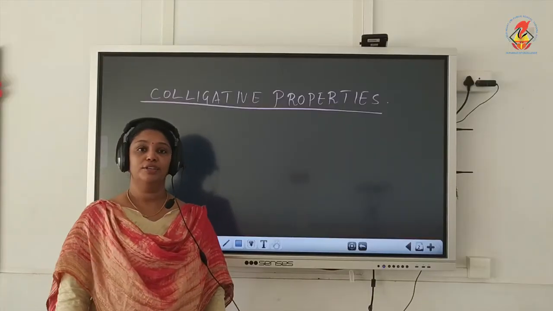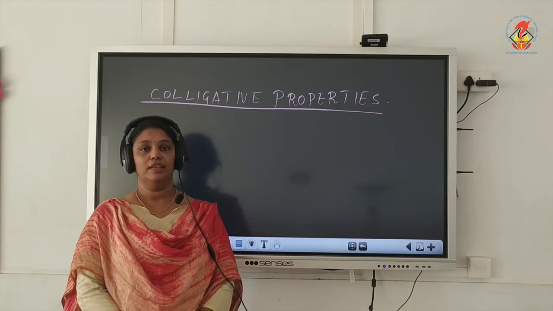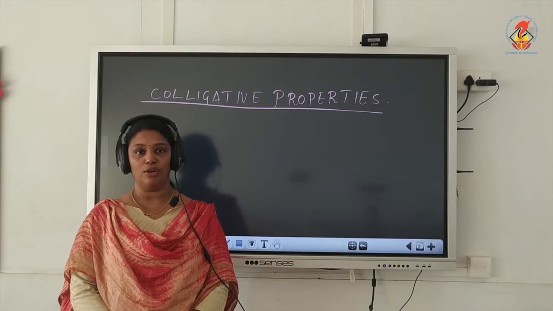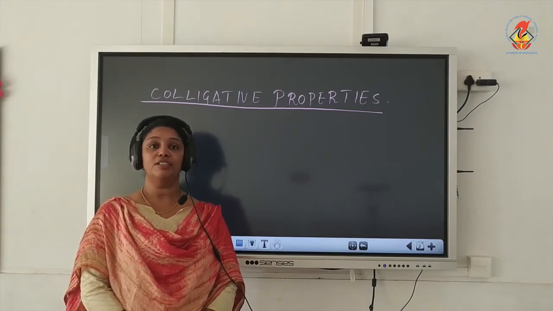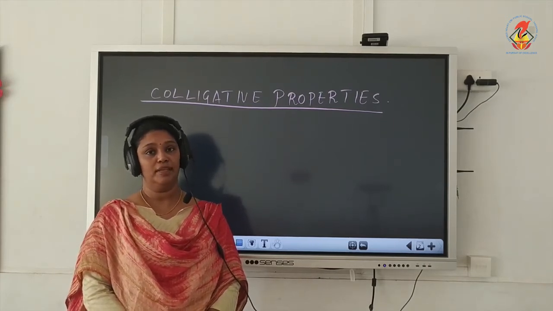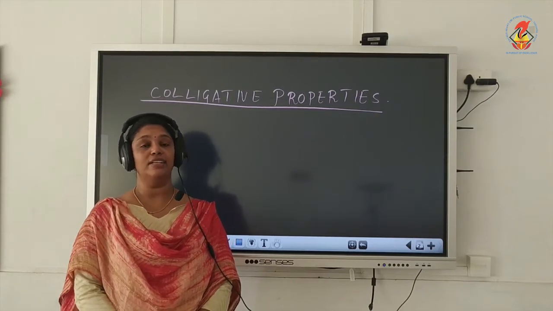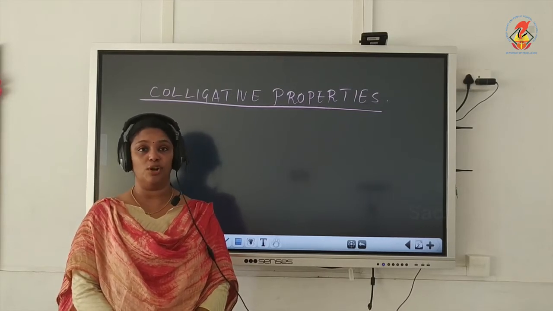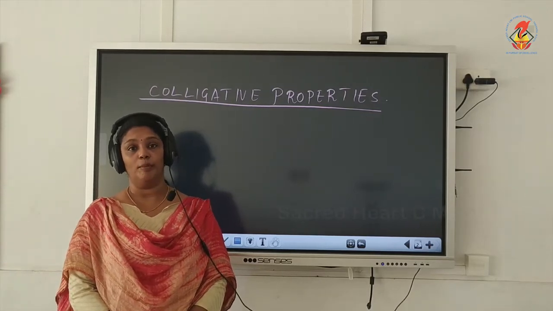Good morning. Today we are going to discuss the colligative properties of solutions. We know that when a non-volatile solute is added to a solvent and becomes a solution, the vapor pressure of that solution is lower than the vapor pressure of pure solvent. Now, there are many properties associated with this decrease of vapor pressure when a non-volatile solute is added to a solvent. And we call these properties colligative properties.